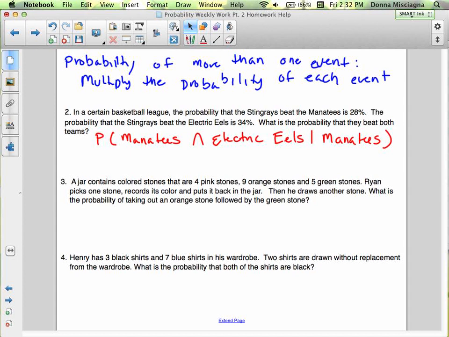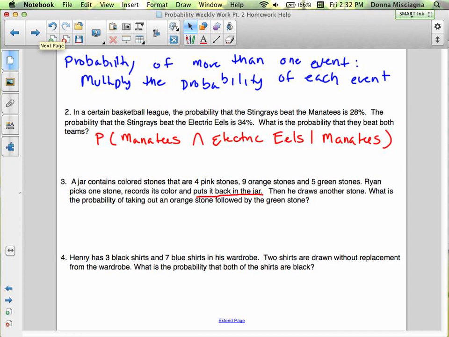All right. A jar contains colored stones. There are 4 pink stones, 9 orange stones, and 5 green stones. Ryan picks one stone, records its color, and puts it back in the jar. I'm just going to underline an important phrase there: puts it back in the jar. Then he draws another stone. What's the probability of taking out an orange stone followed by a green stone?